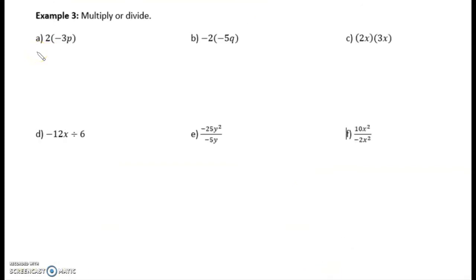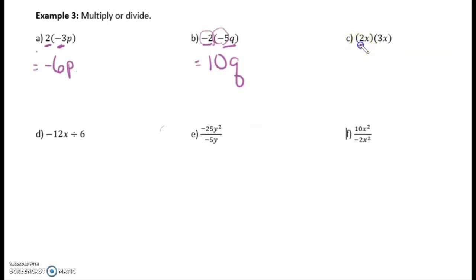Example 3, we're going to multiply or divide. When we multiply 2 times negative 3p, we multiply the normal numbers. So 2 times negative 3 is negative 6, and then the p is just multiplied, so negative 6 times p essentially. For b, negative 2 times negative 5q: those are both normal numbers, and they multiply to 10. And then we have a q, so we put the q on the side. It's just like saying 10 times q.